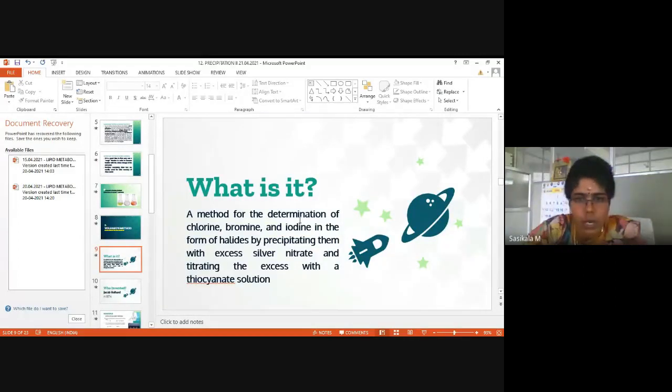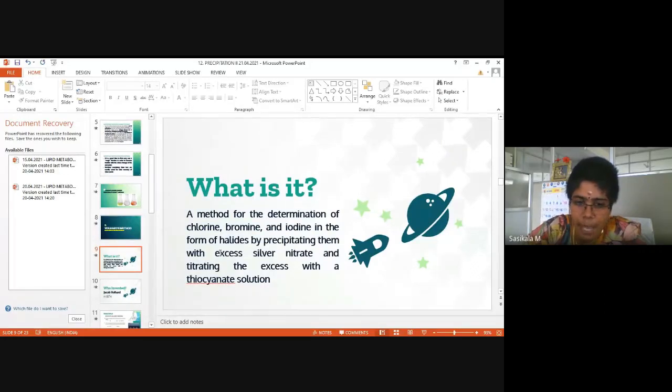So what is it? It is a method for the determination of chlorine, bromine and iodine in the form of halides, chlorides, bromides and iodides, by precipitating them with excess silver nitrate. Back titration means you will always be using the term excess of known concentration. What is the excess of known concentration? Silver nitrate will be added.